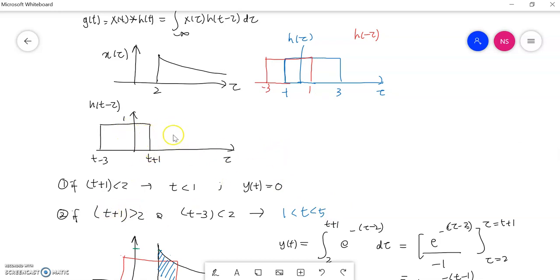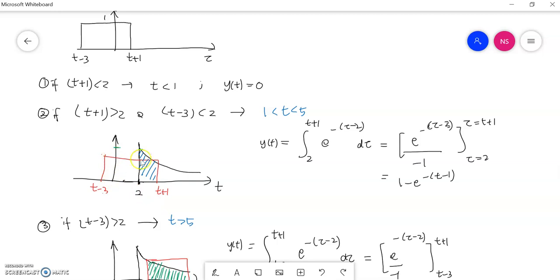As we move, when t plus 1 is bigger than 2, we can imagine it's going to this side. So it's bigger than 2, but t minus 3, which is this value here, is less than 2. So this red block is located this way, and part of it will intersect with our x(tau). And this intersection will give a multiplication result, and we need to solve it by integrating this multiplied area here.